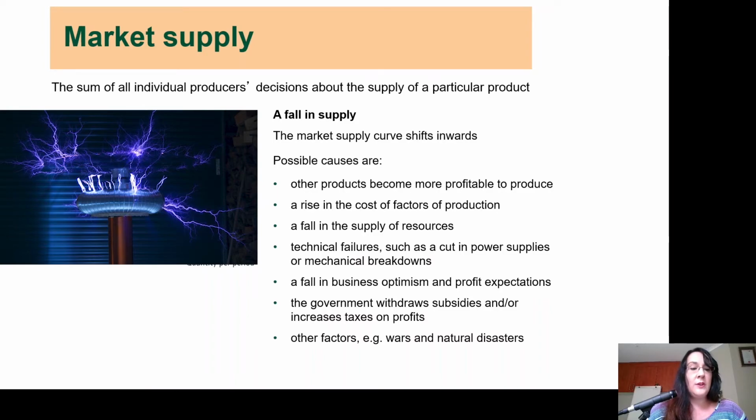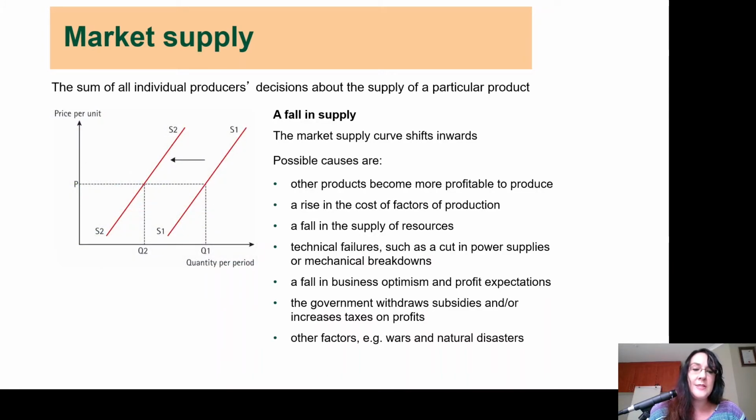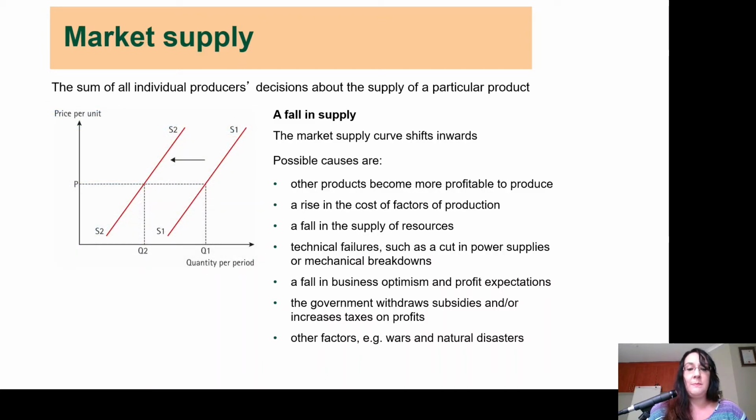I mean, if your country has load shedding or just power cuts in general where they're trying to conserve energy or electricity, it's going to affect your business. Maybe you have to then invest in other methods like solar panels or whatever. That's also going to increase your cost again. All of those things can definitely affect your supply negatively.